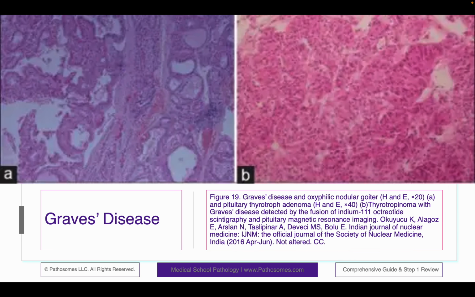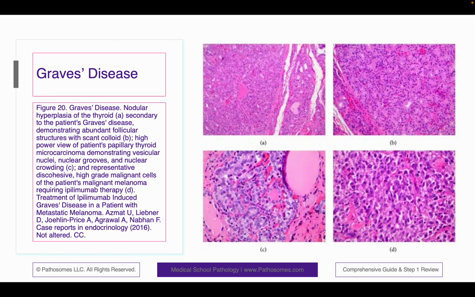Okay, Graves' disease, histology. Okay. More Graves' disease histology. Note the nodular hyperplasia of the thyroid, secondary to patient with Graves' disease, demonstrating abundant follicular structures with scant colloid, and that's an A. Always have melanoma on your differentials, right? In real life, it shows up. It's called the great mimicker for many reasons.